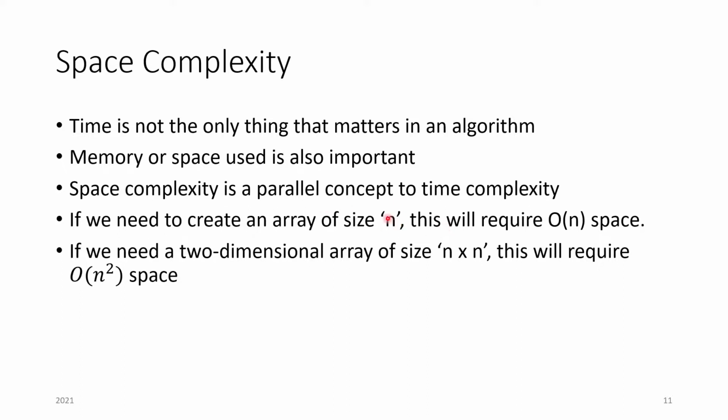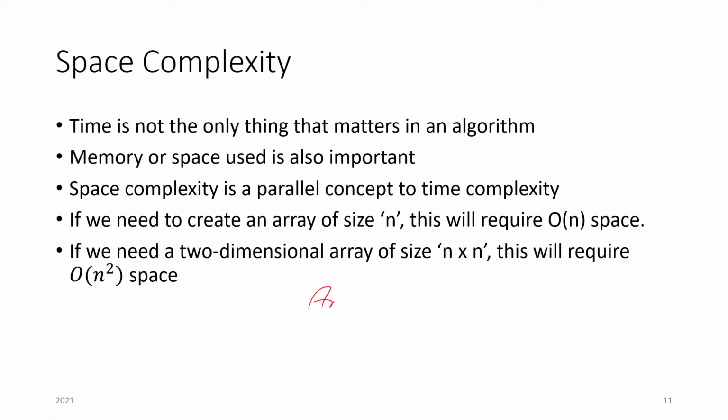So in our general example here, if we create an array of size n, because it's n variables that need to be stored in the array, that's going to be O of n space. If it's a two-dimensional variable of size n by n, that means it's going to be O of n squared space.